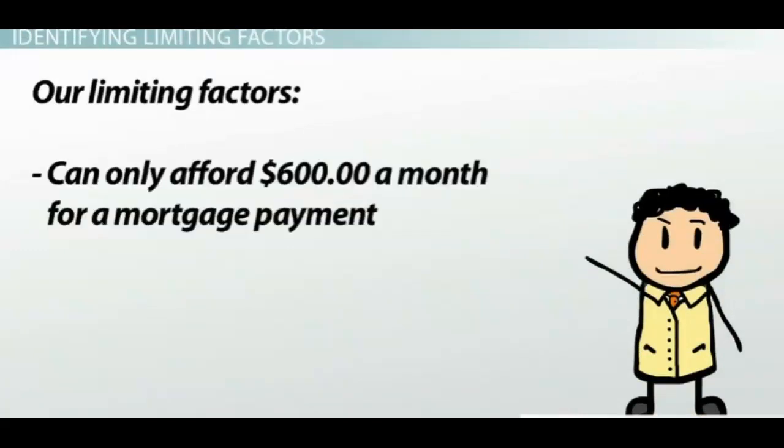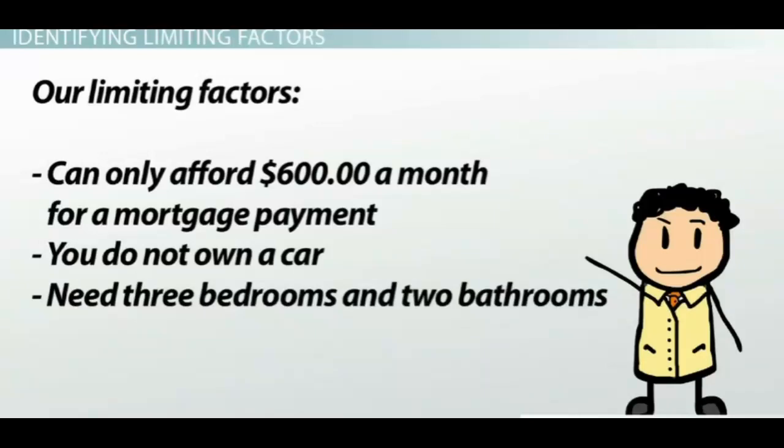Now, let's say we have the following limiting factors. You can only afford $600 a month for a mortgage payment. You do not own a car and have to take the bus to work, so the house needs to be near a bus station. You need 3 bedrooms and 2 bathrooms.